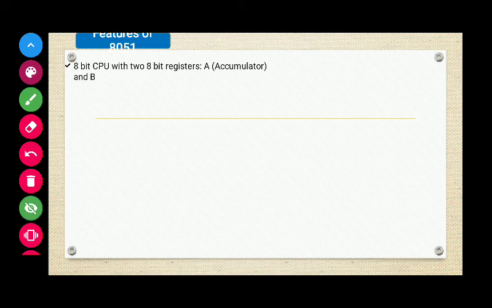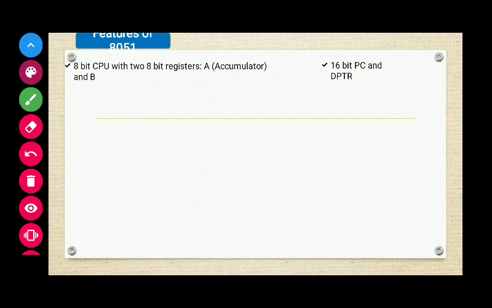This 8051 has an 8-bit CPU with two 8-bit registers named accumulator and register B. Basically, as in microprocessor 8085, all the arithmetical operations are performed in the accumulator and the result is again stored into the accumulator.